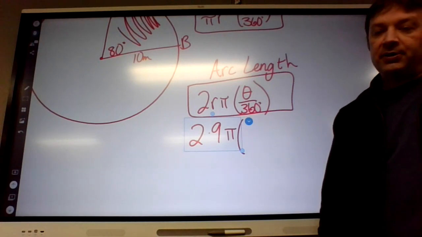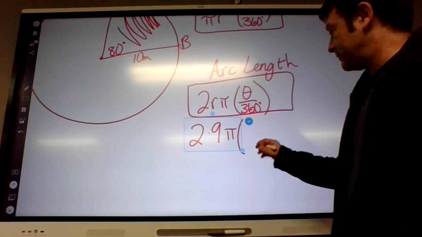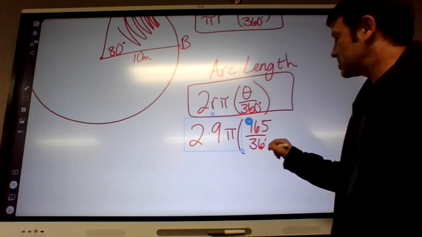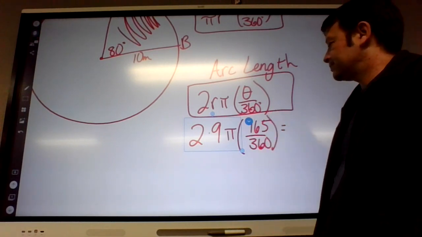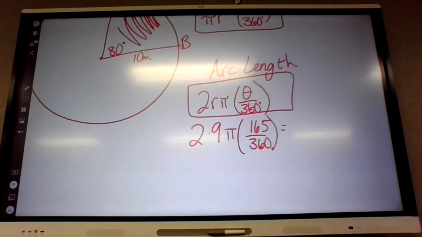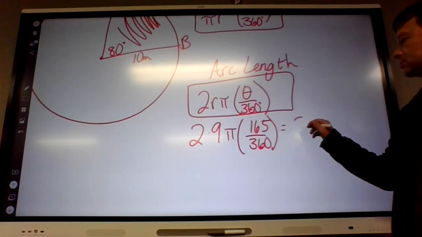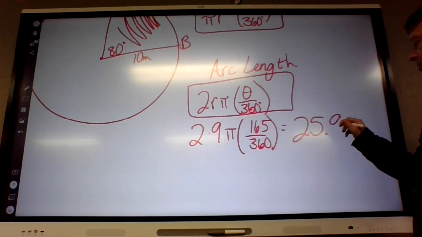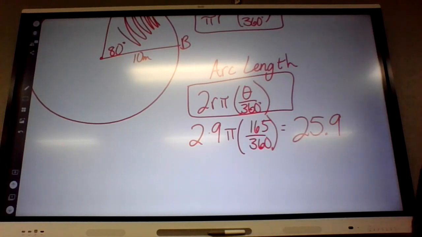Okay, the central angle on number 1 is 165, so it's 165 out of 360. Alright, let's all plug this in, make sure we get the same answer, so that we're all on the same page. I got 45.905. Okay, we're rounding to the tenth place, so I did something wrong. Wait, is it 2 times 9? Yes. Oh, yeah.